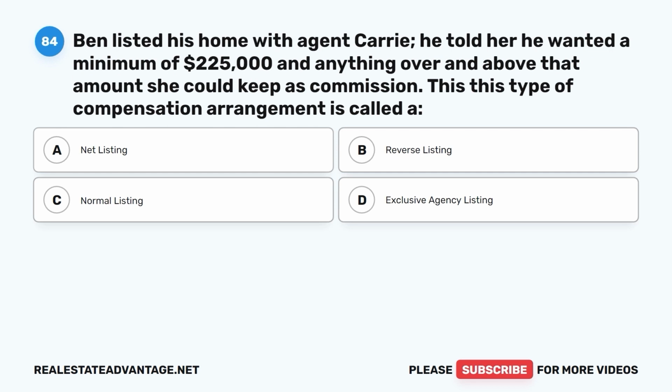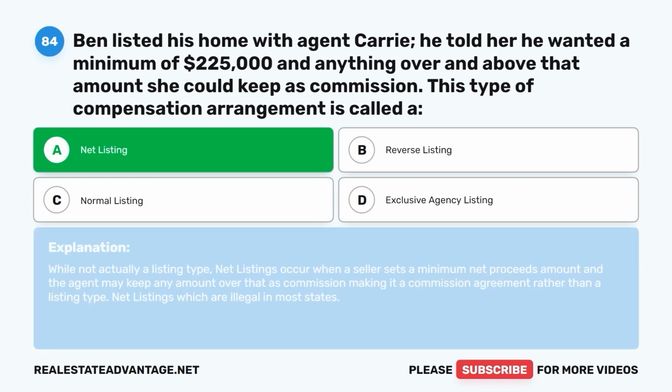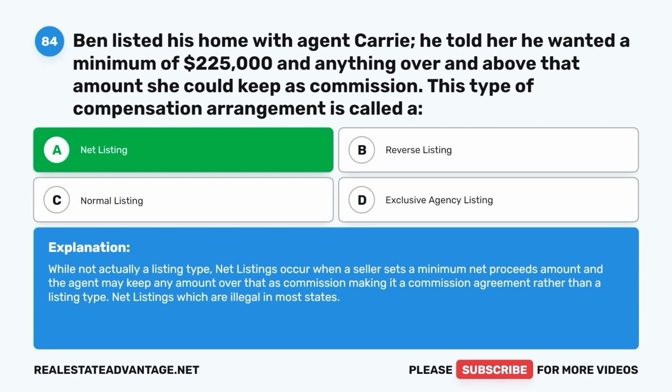Question 84. Ben listed his home with Agent Carrie. He told her he wanted a minimum of $225,000 and anything over and above that amount she could keep as commission. This type of compensation arrangement is called A. Net listing. B. Reverse listing. C. Normal listing. D. Exclusive agency listing. The correct answer is A. Net listing. While not actually a listing type, net listings occur when a seller sets a minimum net proceeds amount and the agent may keep any amount over that as commission, making it a commission agreement rather than a listing type. Net listings are illegal in most states.